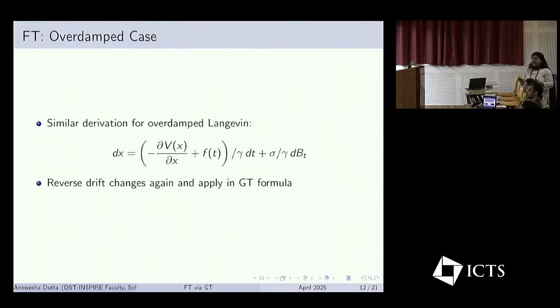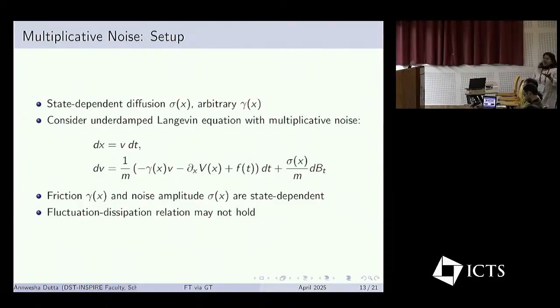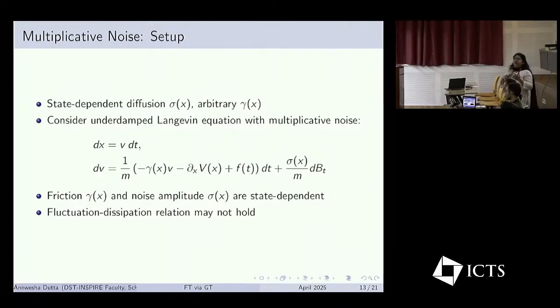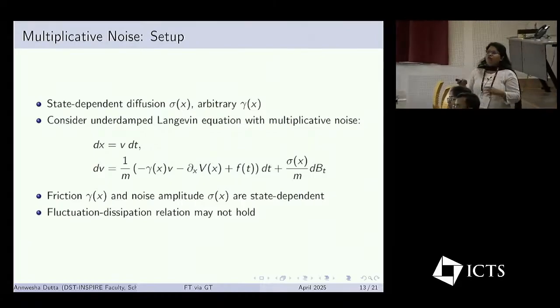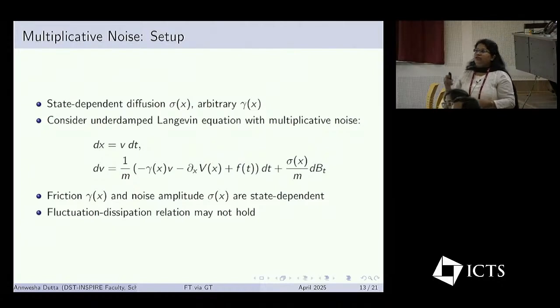Similarly, we have also worked with the overdamped Langevin dynamics, and we have computed the drift change. Also, in the case of a multiplicative noise setup, where we have sigma(x) diffusion and arbitrary gamma(x), since we are not restricted by what sigma or what gamma we take, we can also calculate the fluctuation theorem for this particular setup.